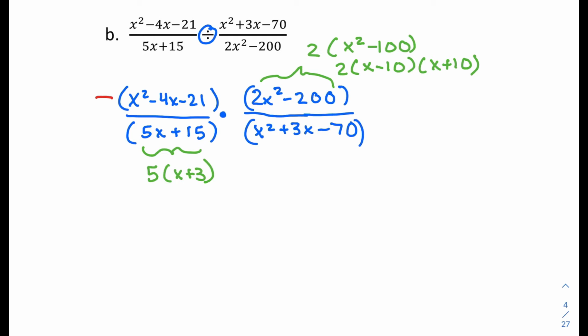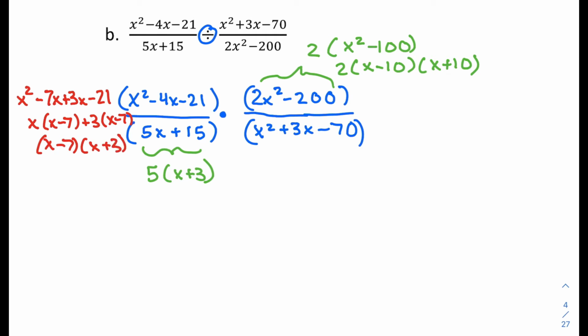My trinomials are going to take a little bit more work, so I'm looking for the two numbers that multiply to negative 21 and add up to negative 4. So that would be negative 7x and 3x. I could write my middle term as that. And then I could make a couple groups. If I group the first two, I can factor out an x, leaves me with x minus 7, and then factor out a 3. Then I've got that common factor of x minus 7 times x plus 3, so that factors in my top there.